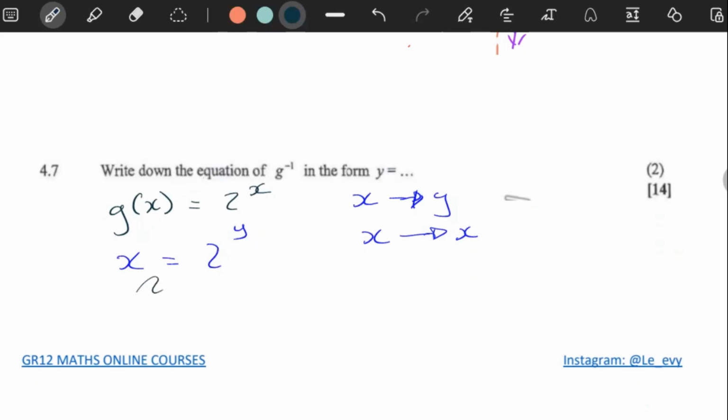And then we just have to get y as the subject of the formula. So to do that, we make y the subject of the formula, and then we use logs. Log, the base of y is a 2, whereas x is over there. It's an easy two-mark question, that's why we're not going to stress too much about it.